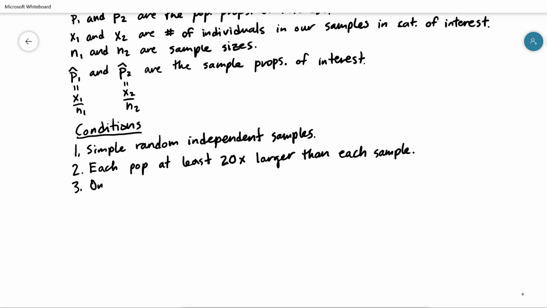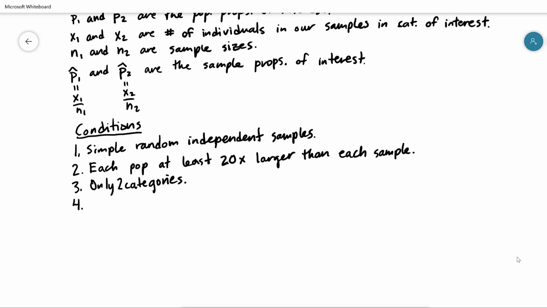We can only have 2 categories, and again, this is because when we're dealing with these population proportion problems, they're related to a binomial distribution, where we have to basically split everything into success or failure, and there are only two possible categories.